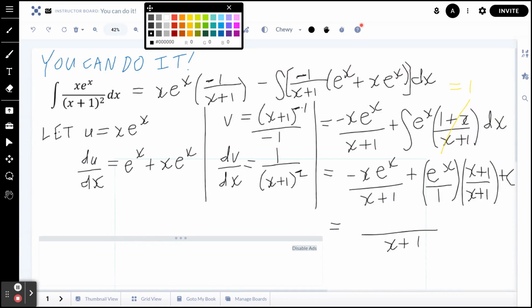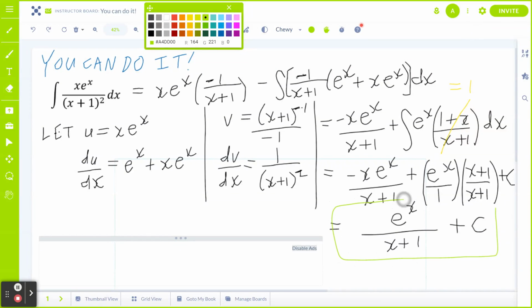And of course, look what happens. Negative x e to the x plus e to the x times x, that's going to be 0. So left with only 1 times e to the x. So e to the x. Again, don't forget the constant c. And that is the final answer.